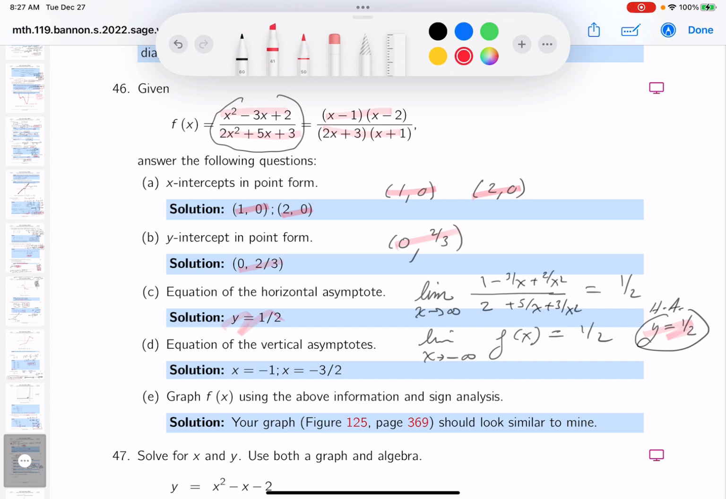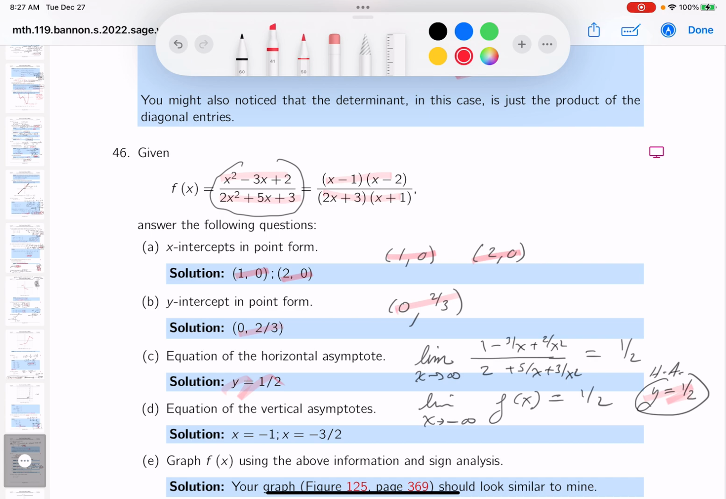Now the equation of the vertical asymptote is more difficult, and I want to point out what I mean by that. The candidates for it are going to be x equals where the bottom is 0. Minus 1 is certainly one of them, and the other candidate is when that other factor, 2x plus 3, equals 0, and that's x equals minus 3 over 2.